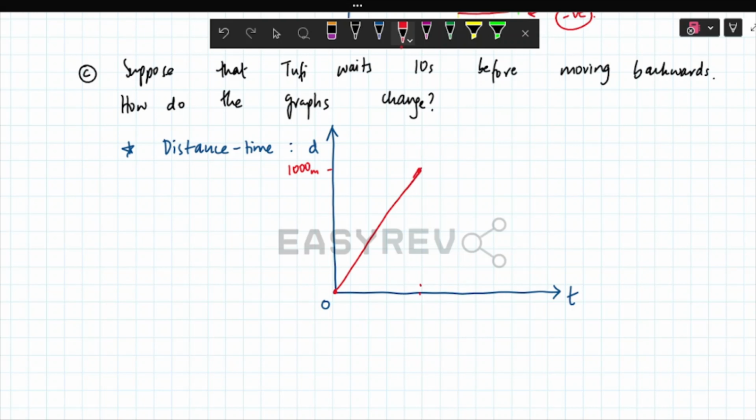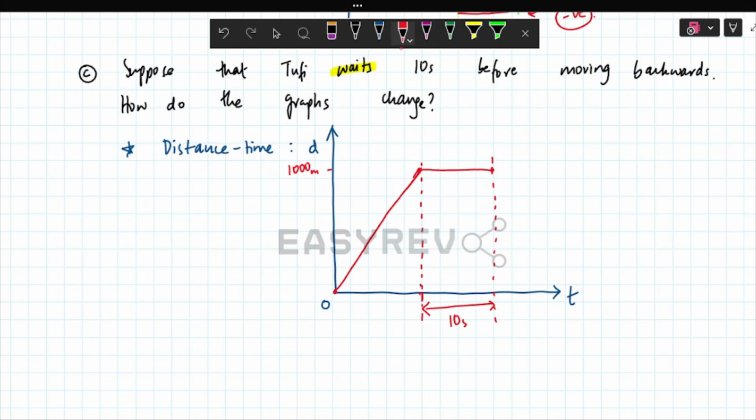Now comes the part where we have to show that 2phi has to wait 10 seconds. When we claim that 2phi is waiting, that basically means he's not moving. So for the 10 seconds that follow the time at which 2phi lands at 1000 meters, during this time duration, 2phi will not move away from the 1000 meter mark. And so he will maintain that displacement, and so we have a horizontal line here.